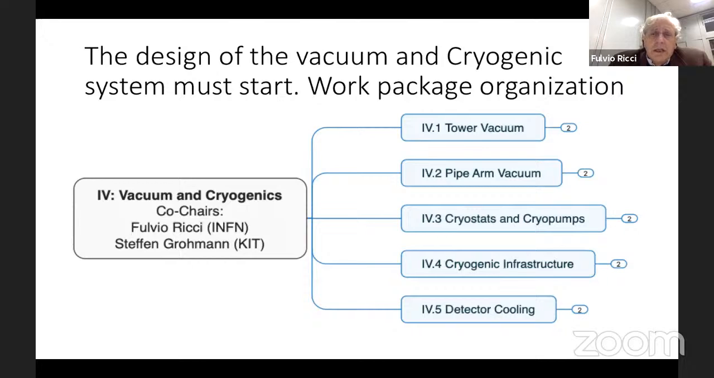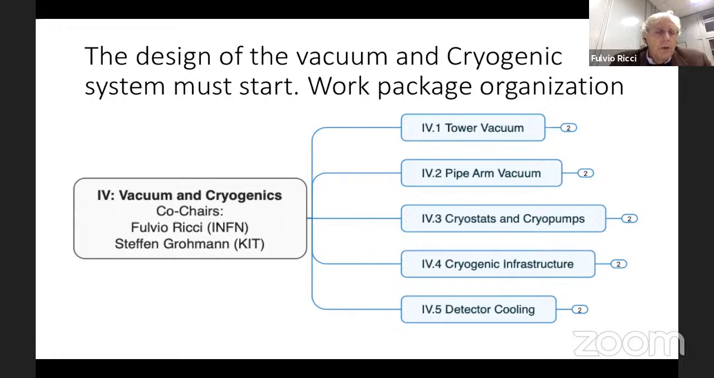We have defined 5 work packages on vacuum and cryogenics. The first one is devoted to tower power, the second one to the vacuum pipe arms, the third to cryostat and cryopumps, and then the fourth is devoted to cryogenic infrastructure, and the fifth to detector cooling.